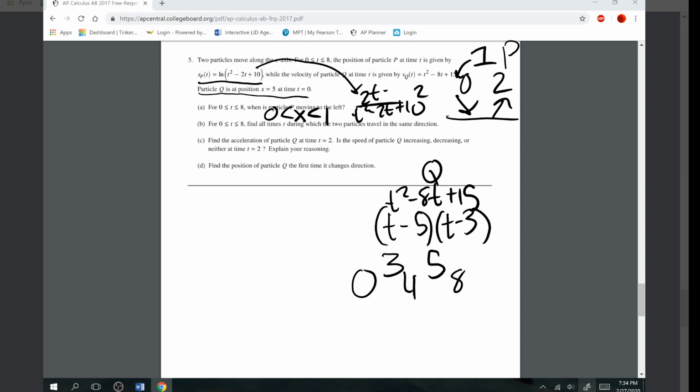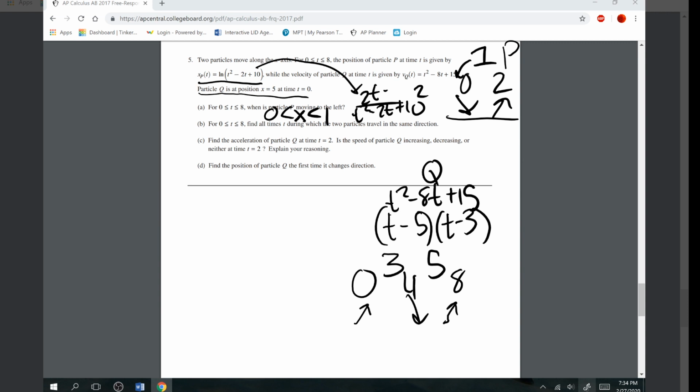I do some tests on either side with some random values. If I plug 0 into this, I get 15, which is positive. If I plug in 4, I get negative times positive, that's negative. If I put in 8, I get double positive. So we can see that it's increasing from 0 to 3, so going to the right. It's decreasing from 3 to 5, going to the left, and going to the right after 5. Our other particle is only going to the left before 1, so these never go to the left at the same time. They only go to the right at the same time.